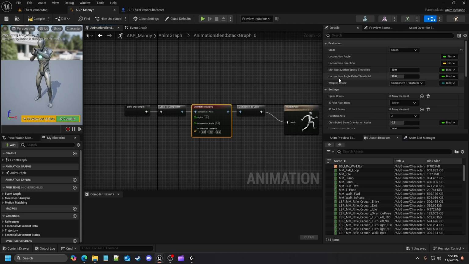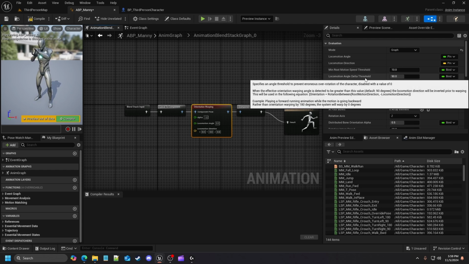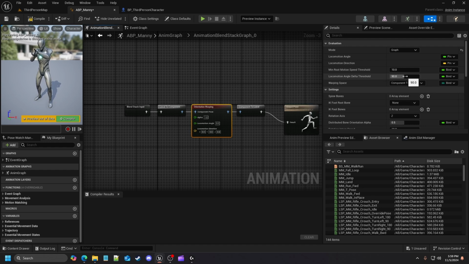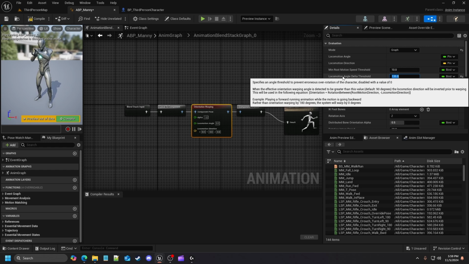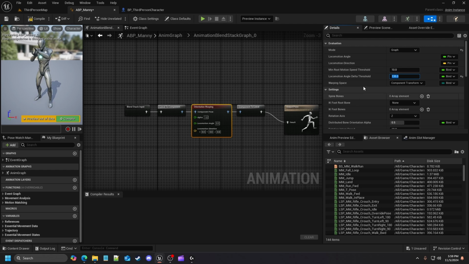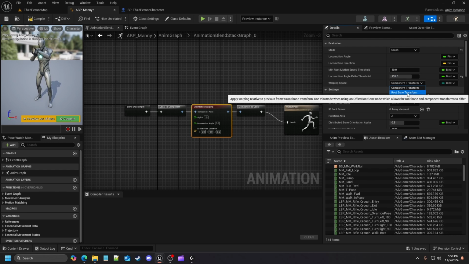But then for our angle, they kept this at 90, but there is a thing that I like with the game animation sample project where I went ahead and changed this to 135 degrees. And there definitely is a reason for that, and I will explain it, because we're going to go over all of these settings and I'm going to explain it in more simple details and why I set it that way. But then what we're going to do here with warping space is set it to the root bone transform. So as you can see, apply warping relative to previous frame's root bone transform.